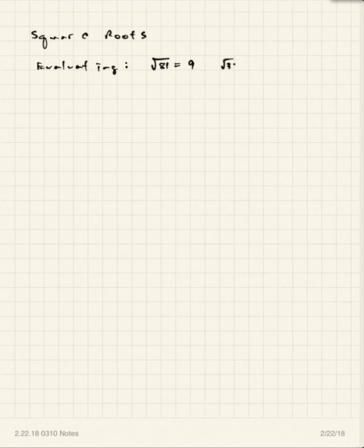Square root of 36 is equal to 6. Square root of 144 is equal to 12. And then don't forget also what we talked about last time, that the square root of, let's say, negative 25, remember when you take the square root of a negative number, right now we're simply going to say that that's not a real number. So that's evaluating square roots.